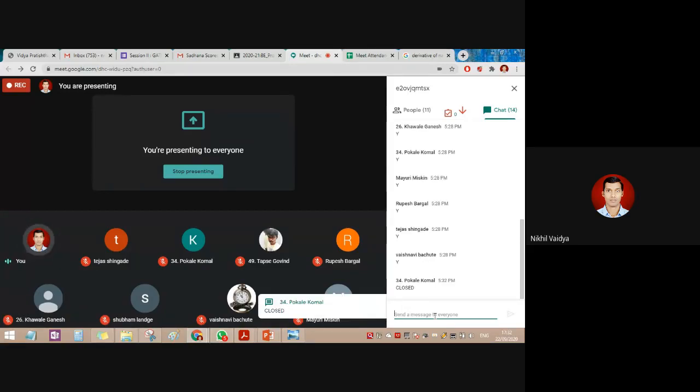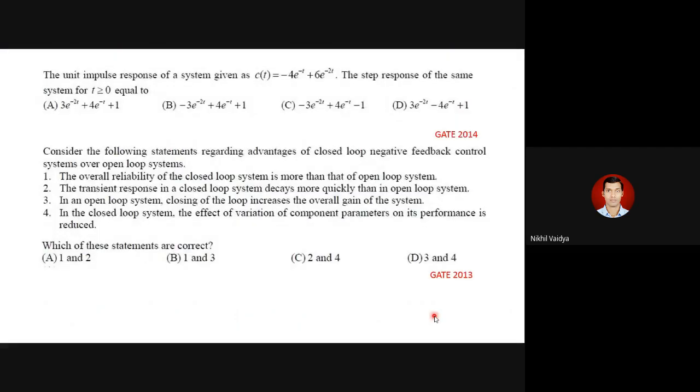Wonderful, Komal. So in closed loop system, we have reliability. Reliable means what? We don't have to manually put any efforts, so it automatically adjusts according to our set values. So first statement is very clear. The overall reliability of the closed loop system is more than that of the open loop system. Yes, so this statement is correct. Now we just have to neglect either of these. The fourth statement is literally incorrect, and then between second and third we have to check which one is correct.